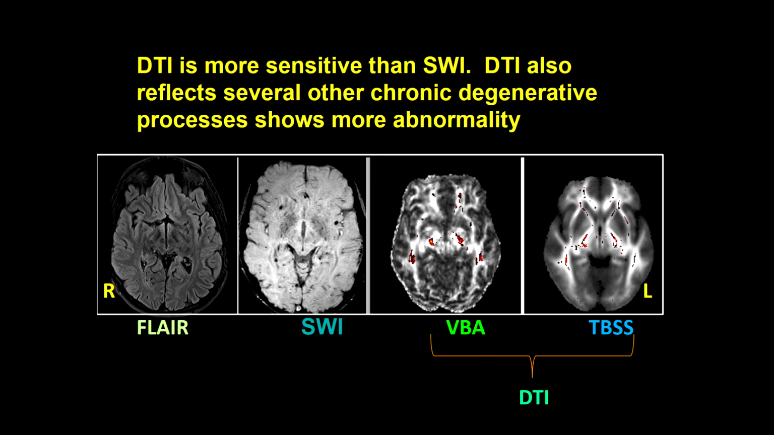So again, we see the FLAIR images showing us essentially nothing, the SWI showing a few microhemorrhages, VBA and TBSS showing not only abnormalities in the cerebral hemispheres, but also in the brainstem, which we don't see in either the FLAIR or the SWI. And we think that these abnormalities in the brainstem may reflect chronic degenerative processes, such as Wallerian degeneration in the long corticospinal tracts.